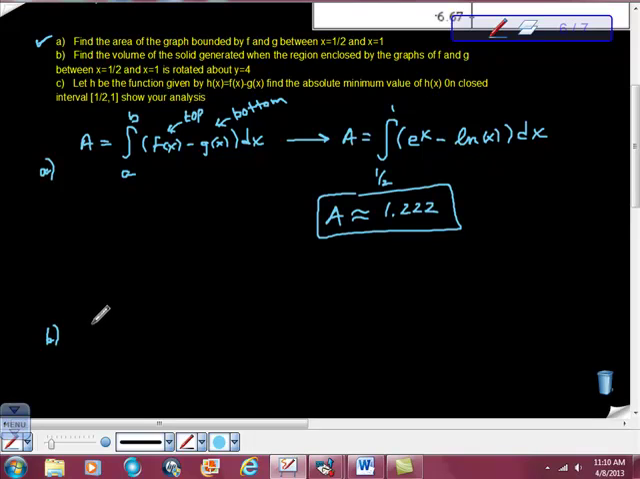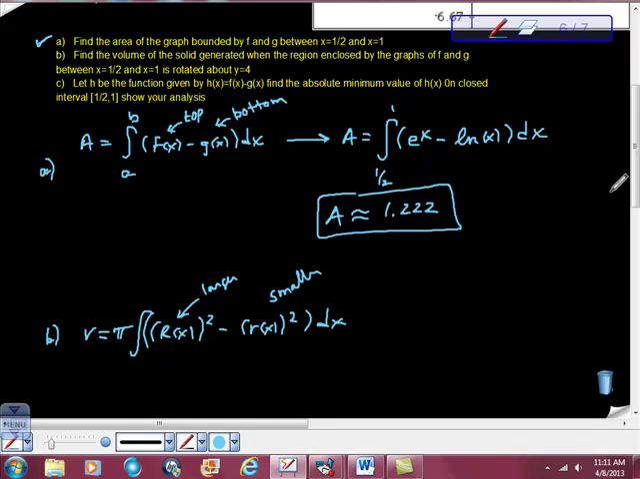We know also that we have volume here, and that volume is going to do this. We know that volume is equal to pi times the definite integral of big R squared minus little r squared dx, where this is larger, and this is smaller, or inside piece here. So I'm just going to take a quick look at that. And the volume is going to be this.